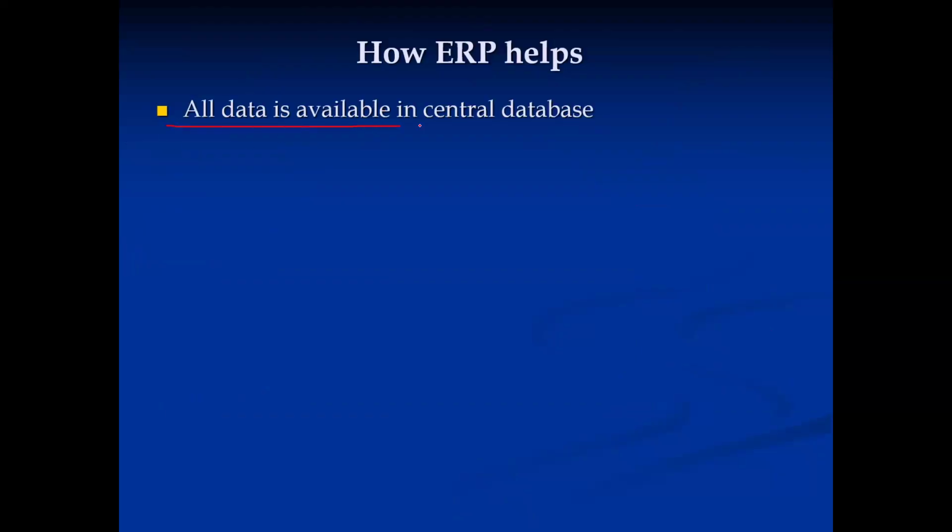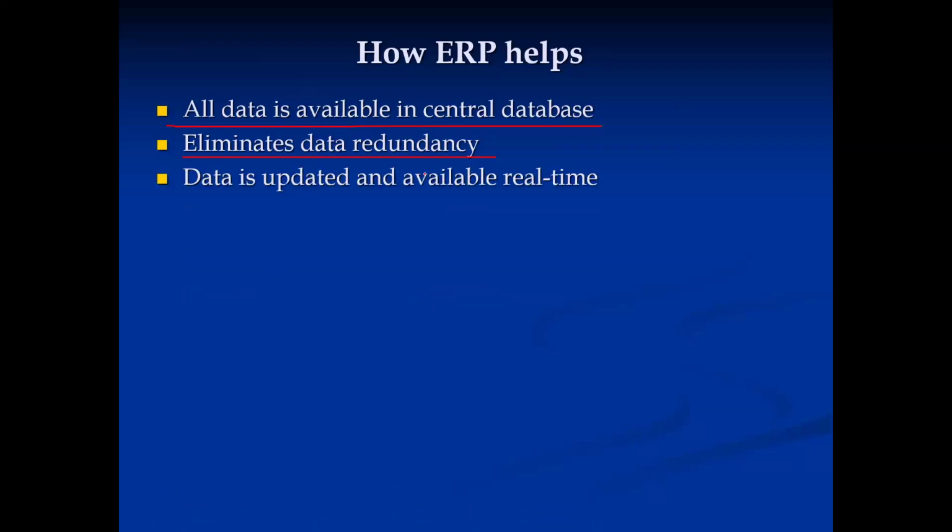All the data is available in the central database or common database. Then it eliminates data redundancy. Data duplication is eliminated. Already I have explained how the data duplication is eliminated. Then data is updated and available in real time. One point of entry of data.